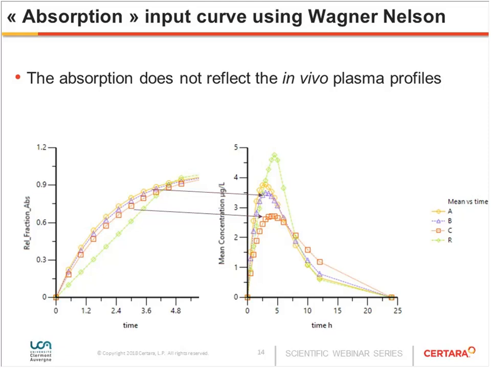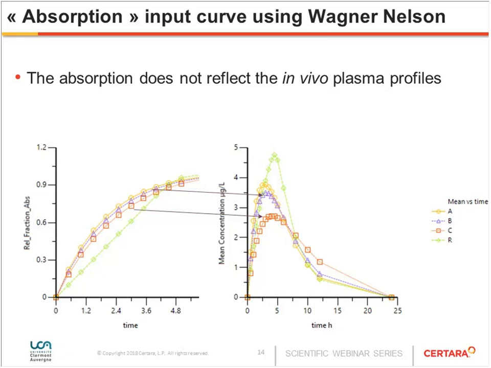Now go on the left part of this slide, which is the result of the Wagner Nelson. You can see that the three-step formulations are almost similar without major difference in the absorption fraction, that is in the rate of absorption. That is not at all reflecting what you have observed in vivo. Why do you have that? Because when you have a bad estimation of the terminal half-life, you overestimate, that is, you calculate the absorption curve using Wagner Nelson as something which is more fast.